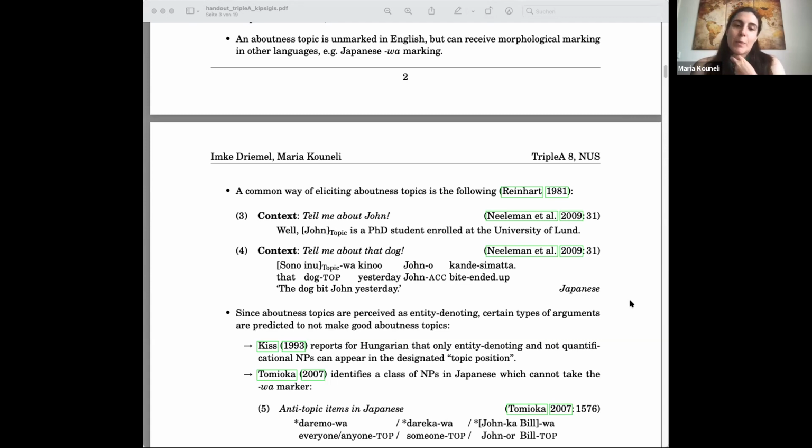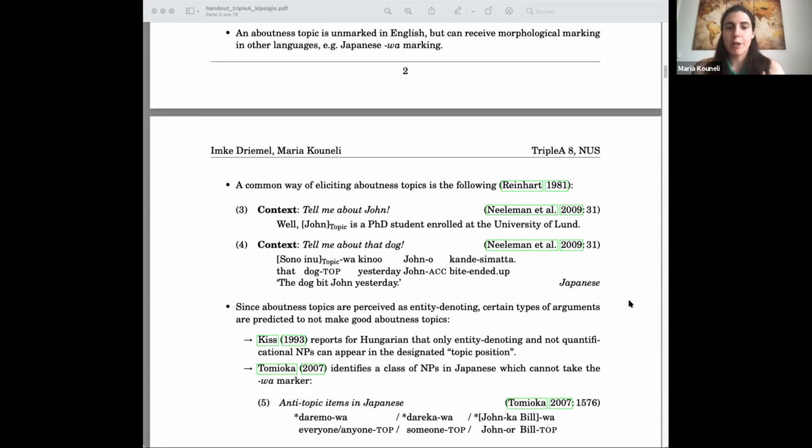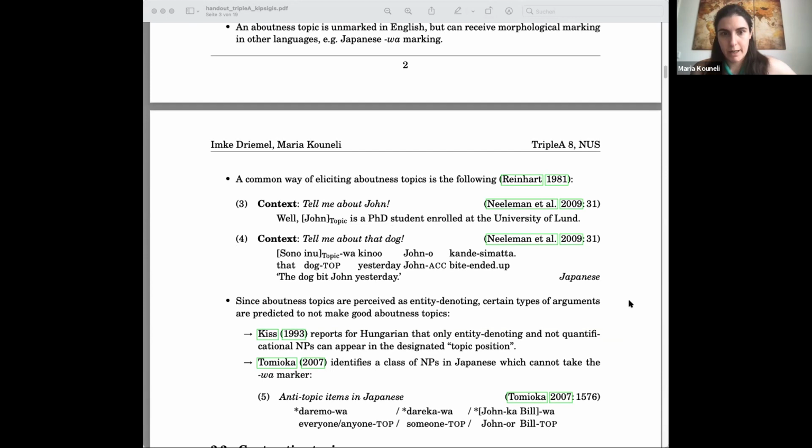Since aboutness topics are perceived as entity denoting, certain types of arguments are predicted to not make good aboutness topics. Okay, so there are certain anti-topic elements that have been mentioned in the literature. For example, Keys reports for Hungarian that only entity denoting and not quantificational MPs can appear in the designated topic position. And there have been similar claims for Japanese. For example, Tomioka identifies a class of MPs which cannot take the wa marker. And you see examples of those items in 5.